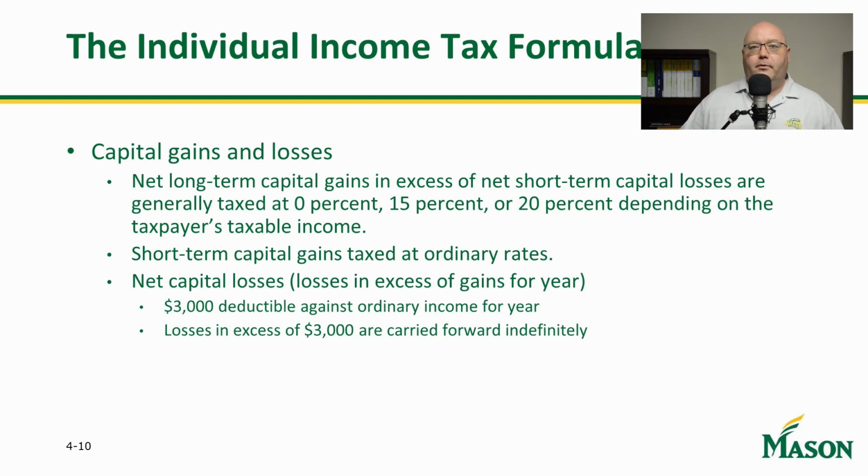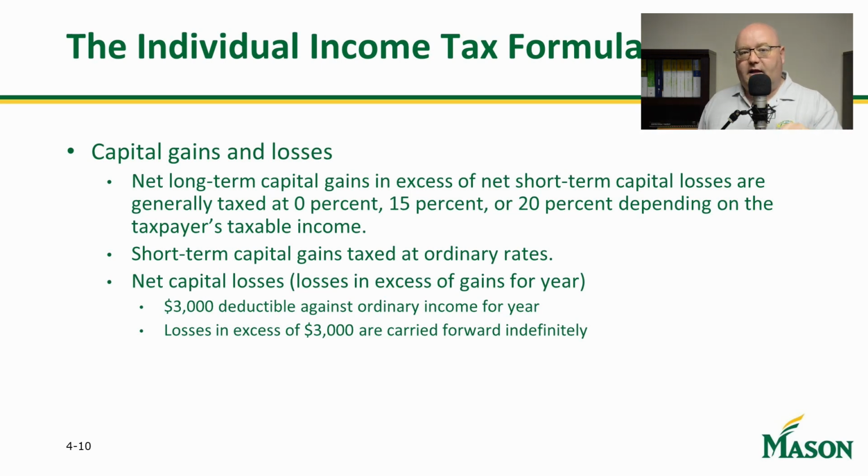So say for example, you've got net short-term capital gains of say $10,000. You've got net long-term capital losses of $30,000. So you take the two, you've got $20,000 left over. What happens? You can take $3,000 against your income immediately, and then the rest of it carries forward indefinitely.